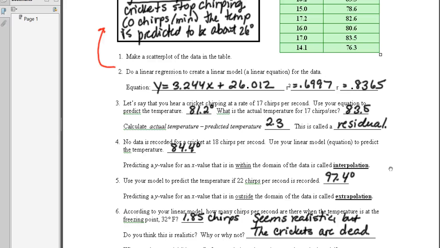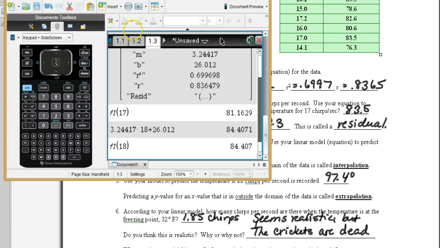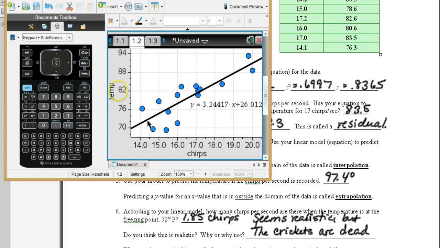If we predict the temperature for 22 chirps doing the same method, we would get 97.4. Predicting a y value for an x value that is outside the domain of the data is called extrapolation. So let me illustrate what I'm saying when I say interpolation and extrapolation. Notice my data has chirp numbers from 14 up to 20. There isn't anything lower than 14 or higher than 20 in my x values. So when I predicted 18, I was predicting within the data that I already have. When I was predicting using 22 chirps, I was predicting outside the range of the data. That's called extrapolation.